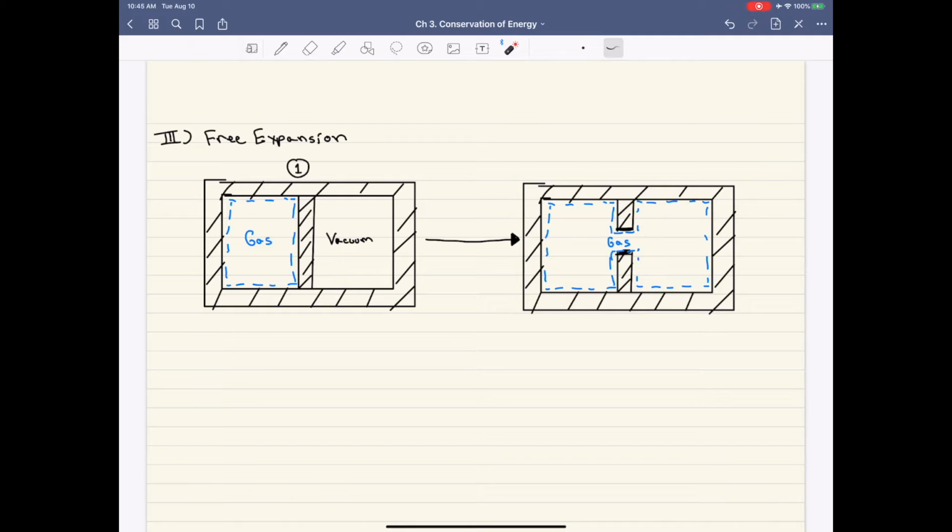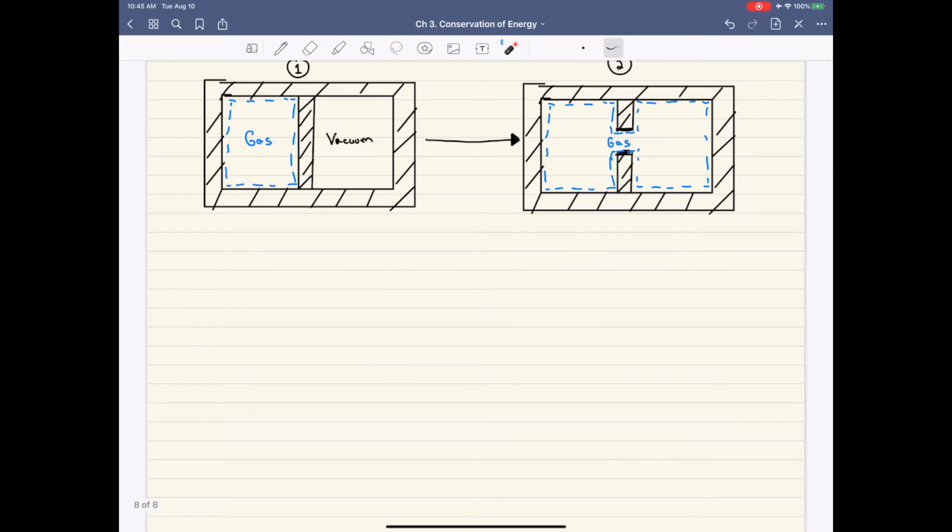And by opening it up, that allows the gas to move from one side of the compartment to the other compartment as well. So that eventually in state 2, the gas fills up the entire container. Okay? So that's what we mean by free expansion. And so for this sort of scenario, the first question that we need to immediately ask ourselves is, what is the mechanical work that is going on?